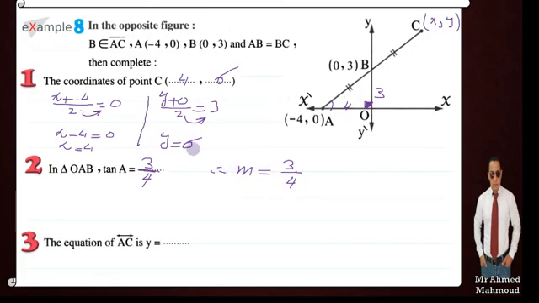Okay, here the equation of AC is what? In AC we have m equals 3 over 4, and c is not point C. c means the intercepted part, which is 3 units. Okay, then the equation is y equals 3 over 4 x plus 3.